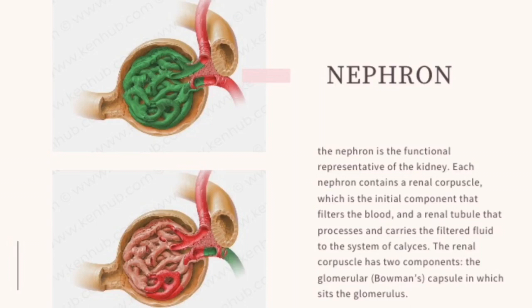and the juxtamedullary. Cortical nephrons have their corpuscles close to the kidney cortex, so their tubules are very short, extending only into the upper medulla. The corpuscles of the juxtamedullary nephrons are located close to the corticomedullary border, and their tubular systems are much longer, extending deep into the medulla.